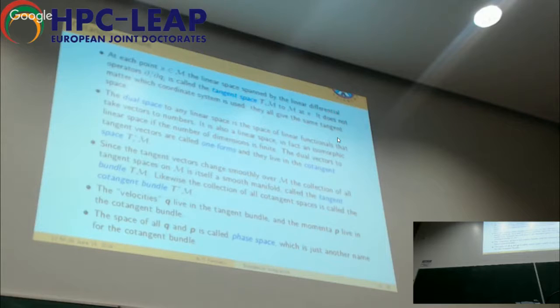For example, in Hamiltonian dynamics, the velocities, q dots, naturally live in a tangent bundle. They're vectors. But the momenta actually live in a cotangent bundle. They're dual vectors. They look like vectors, but formally they are cotangent one forms. In physical terms, the space of all q's and p's we call phase space. So phase space is just a physicist's name for what mathematicians would call a cotangent bundle.